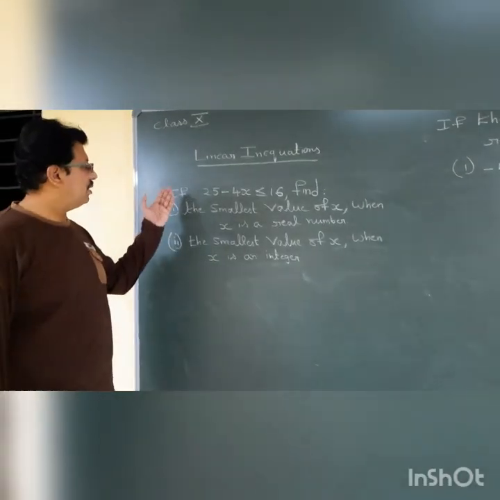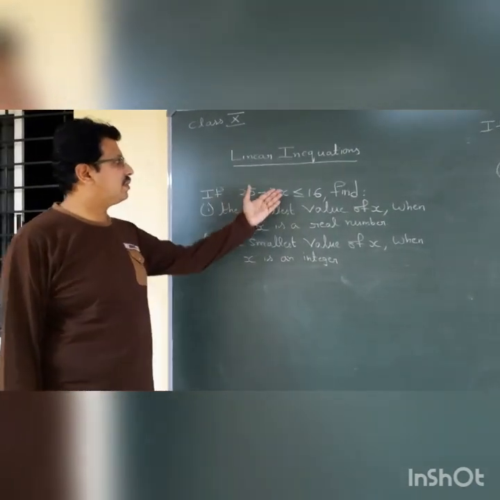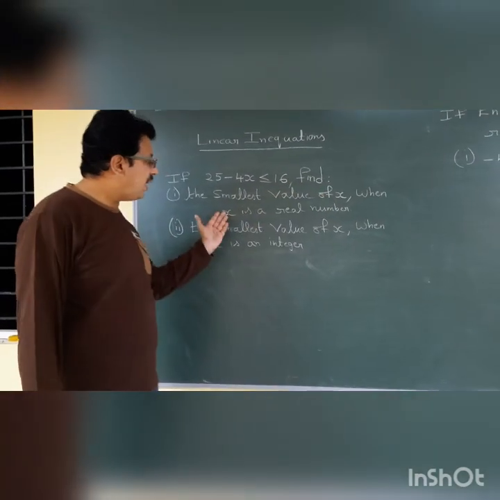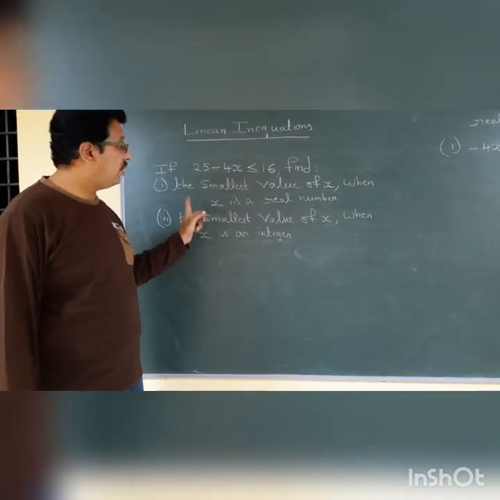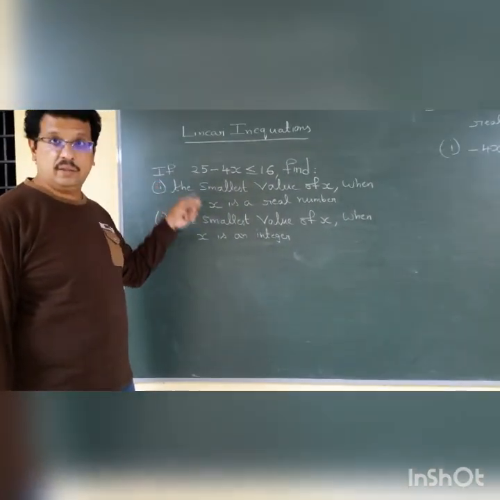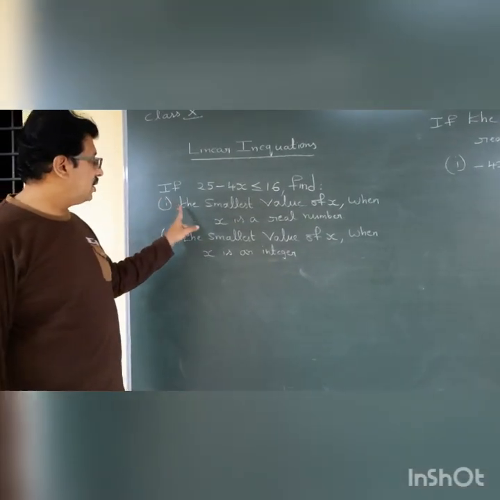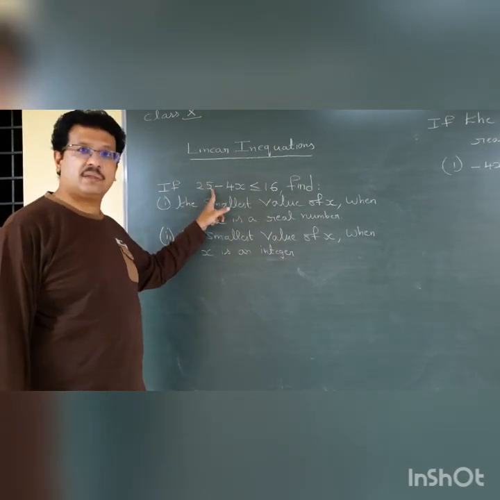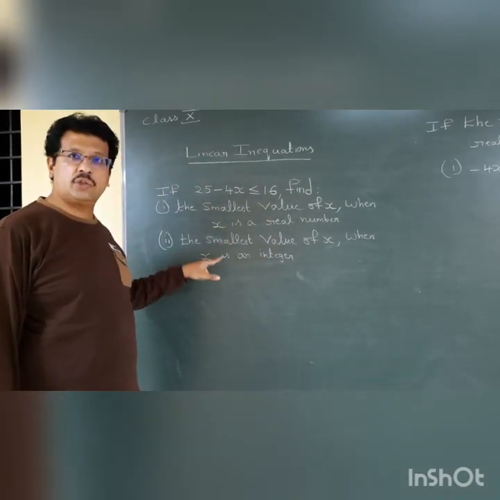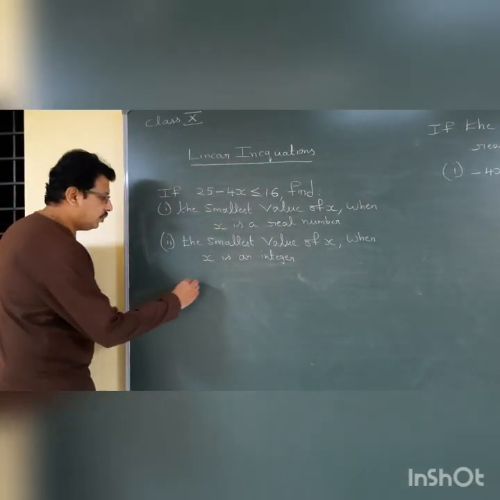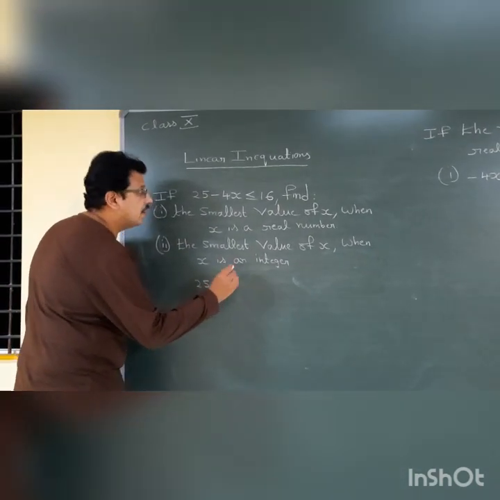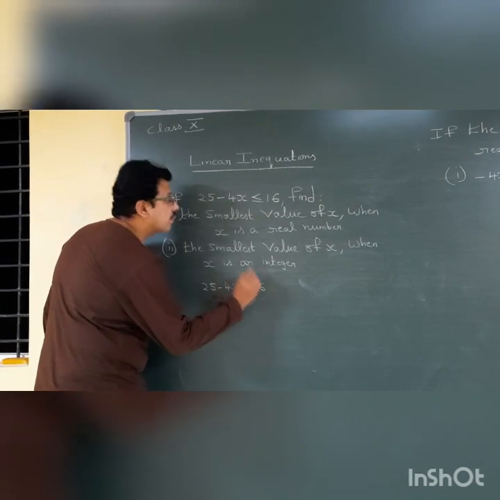So the next sum is: if 25 minus 4x is less than or equal to 16, find the smallest value of x when x is a real number. So we have to be very clear about the question in this problem. The first question says the smallest value of x when x is a real number. So let me first solve this problem, then we will come back to question 1 and question 2 here. So 25 minus 4x less than or equal to 16.